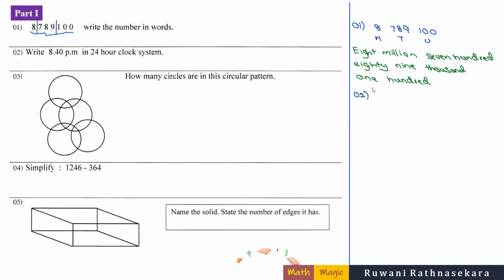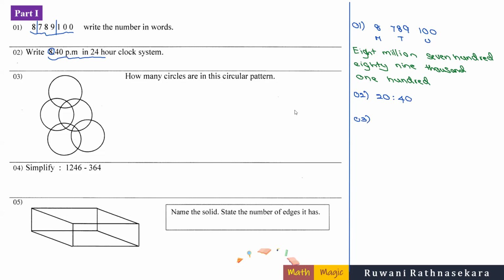Then the second question is to write 8:40 p.m. in 24 clock method. The 24 clock method indicates only the number of hours. PM means 8 hours after 12 noon. Therefore, you have to add 8 to 12. There you get 20. No change of minutes. Connected using colon.